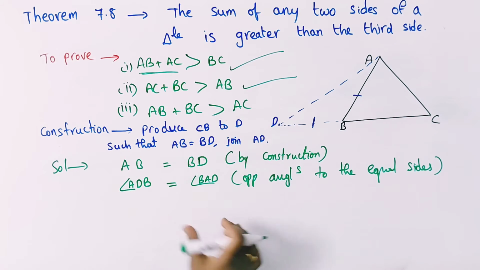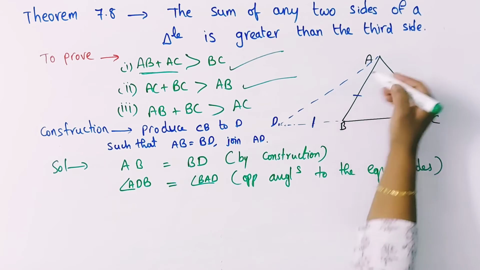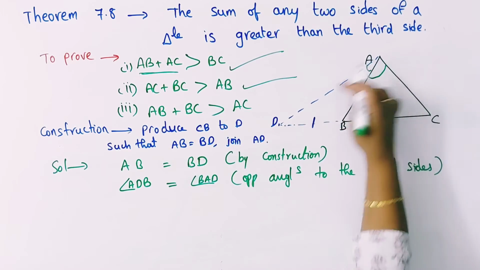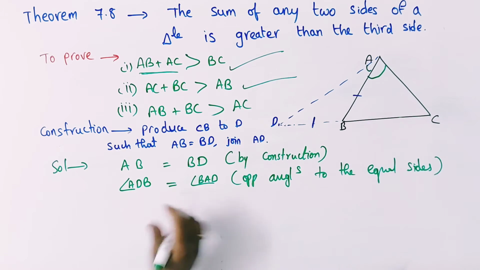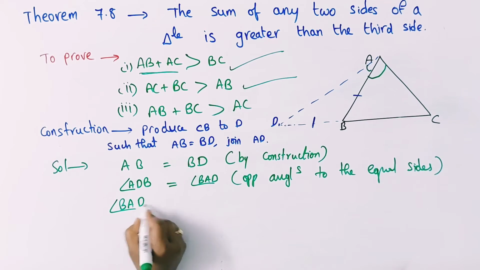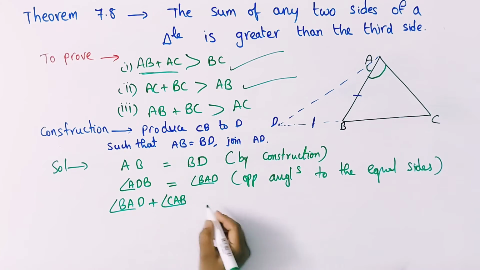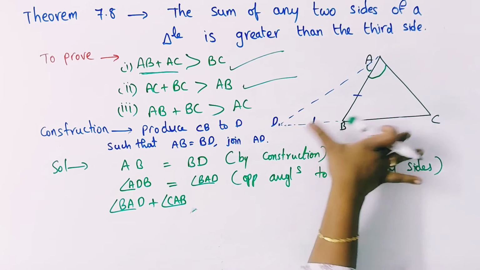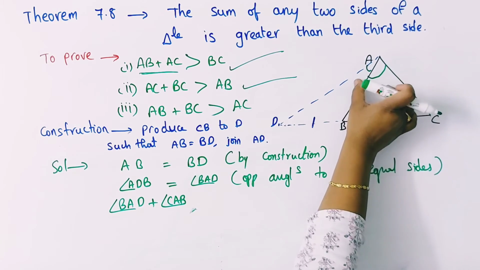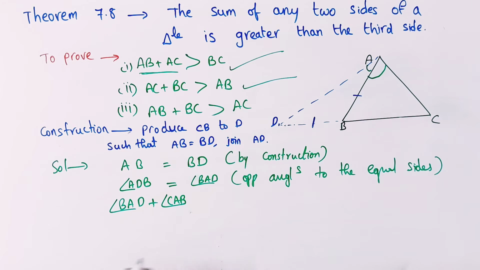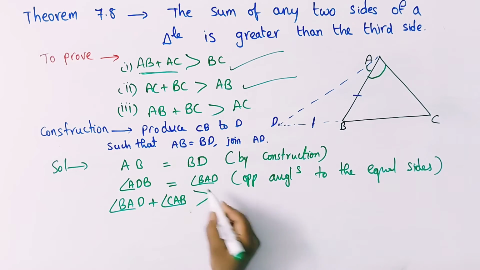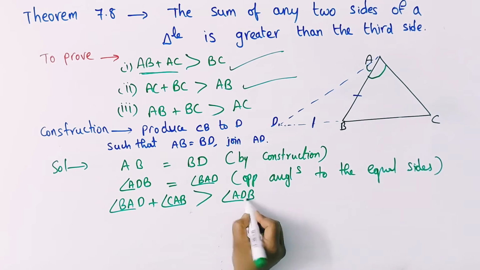If you add angle CAB to BAD, this is angle BAD. So here I am adding angle BAD to CAB. Now this is the full angle. The larger side's opposite angle is also larger. Correct, children? We have learned this in the earlier theorem. So angle BAD plus angle CAB is greater than angle ADB. Right? Because this is the larger angle.